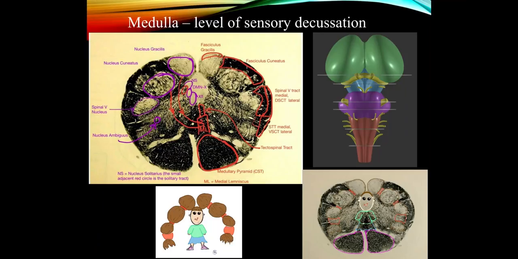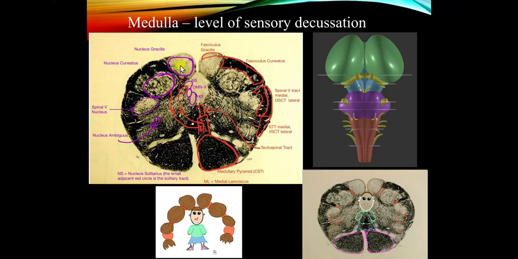Now, when we go a little bit higher, he didn't label everything, so this one's kind of in between these sections here. After the motor decussation, a little bit higher, we reach the level of the sensory decussation. And so we can see that what's crossing over here are the vibration proprioception fibers. So that's kind of the next major thing that happens here as we go up through the brainstem.